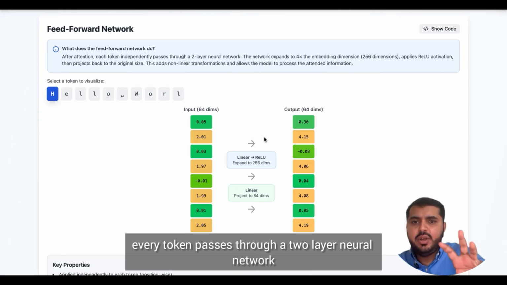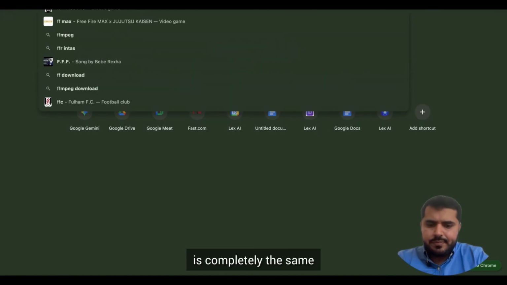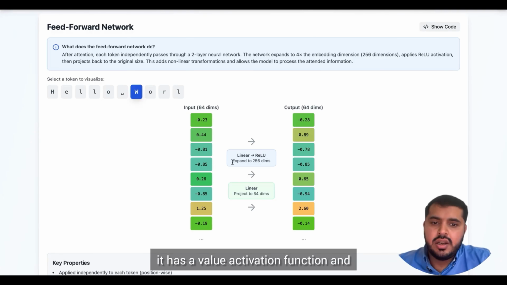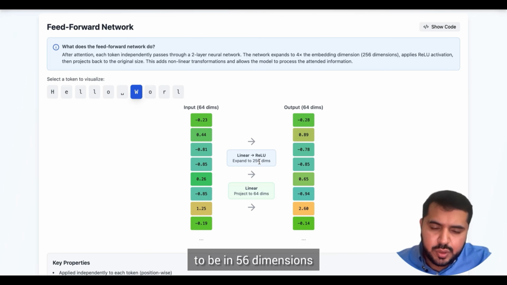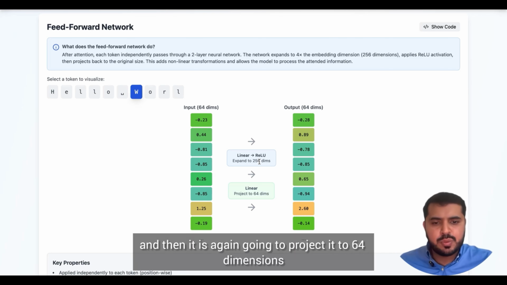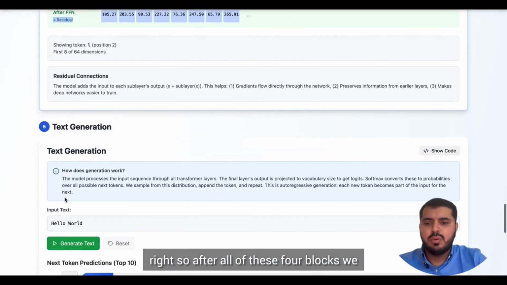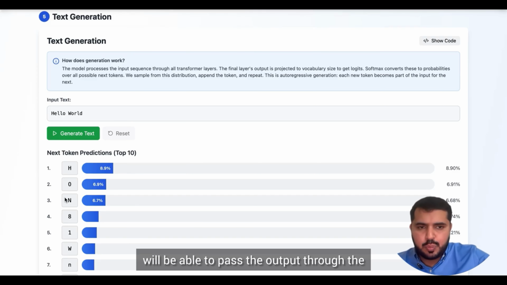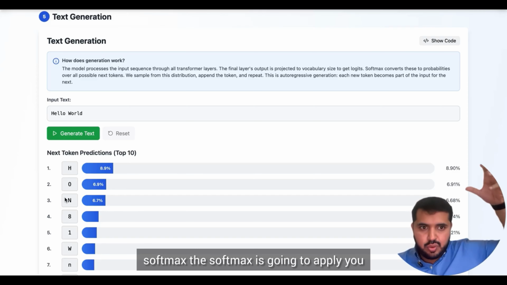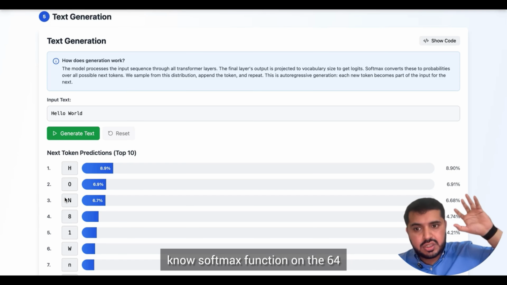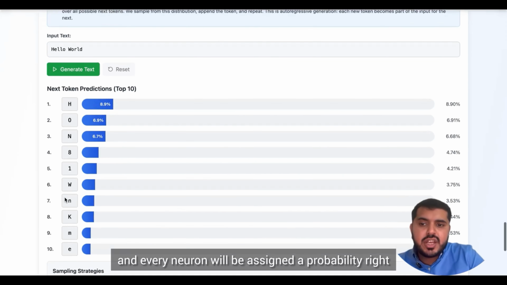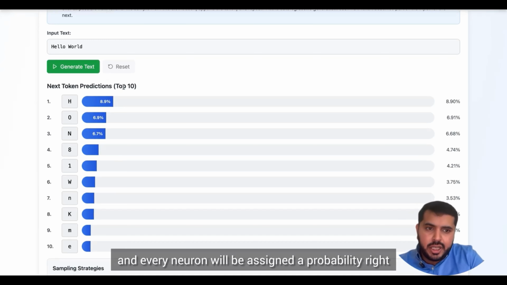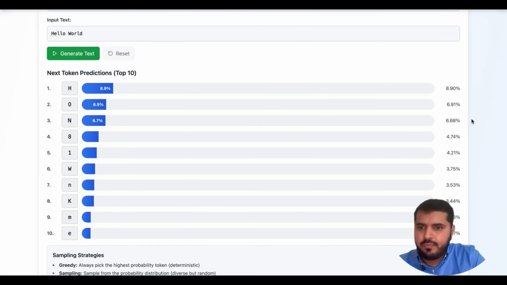After attention, every token passes through a two-layer neural network. The feed-forward neural network architecture is completely the same. The input layer takes 64 dimensions and expands it into 256 dimensions, so the next hidden layer is in 256 dimensions, and then it projects back to 64 dimensions. After all of these blocks, we pass the output through the softmax. The softmax function is applied on the 64 neurons, and every neuron is assigned a probability, and the probabilities should sum up to 1.